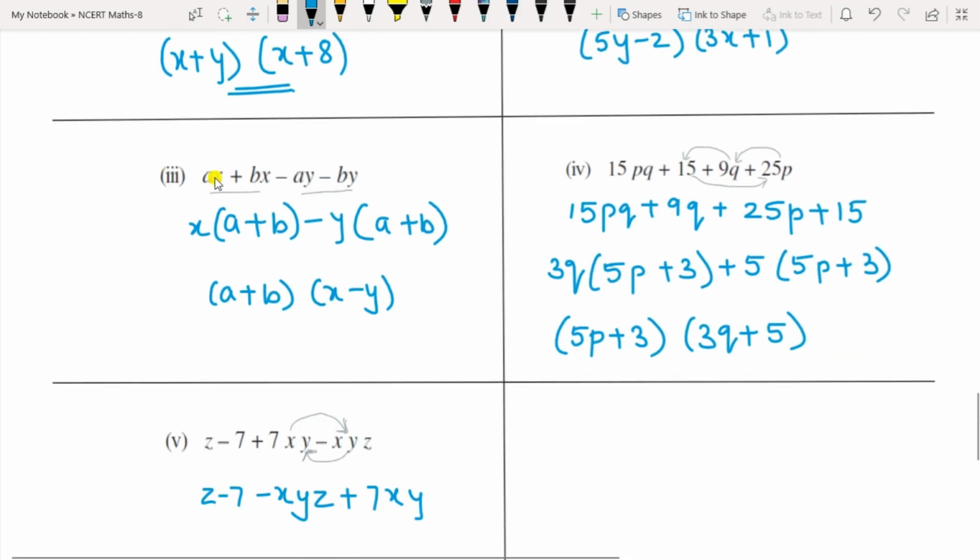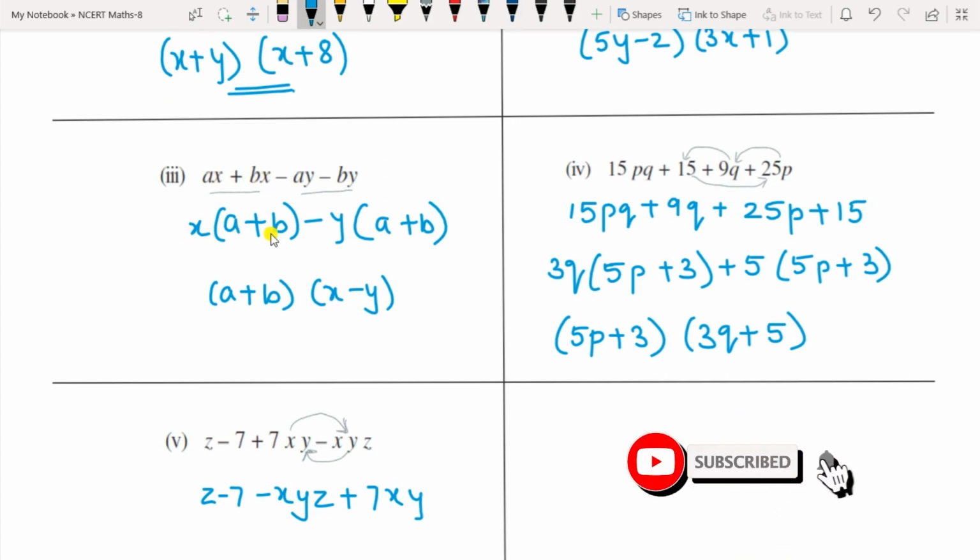Now in this one, ax plus bx minus ay minus by, x is taken as common, the remaining are a plus b in the bracket. Here minus and y is taken as common and the remaining will be a plus b. Now how a plus b? Because minus has been taken as common, so inside the bracket it will be plus. If you open the bracket, it will be minus ay and minus by. Now a plus b and a plus b common bracket write one time and x minus y in the second bracket.